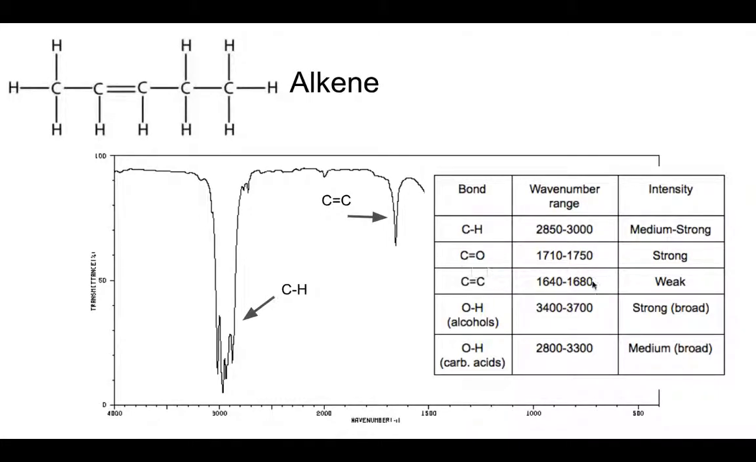But the thing that makes it very distinctive is its weak intensity. And again, we see our CH bonds over here between 2850 and 3000 because we see carbon-hydrogen bonds all over the place in this alkene. But we do see the distinctive carbon-carbon double bond in this as well.